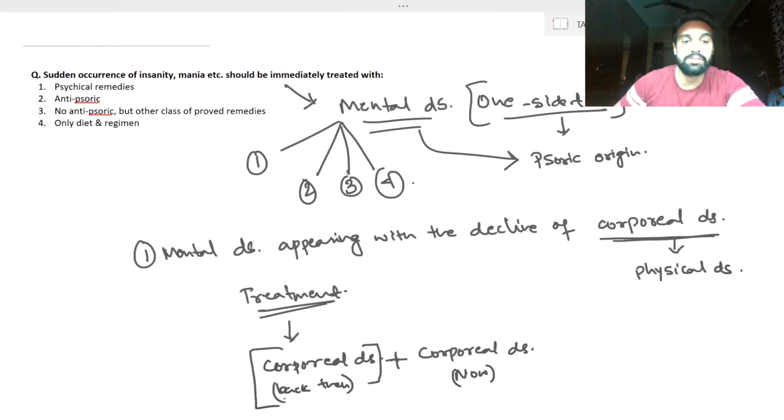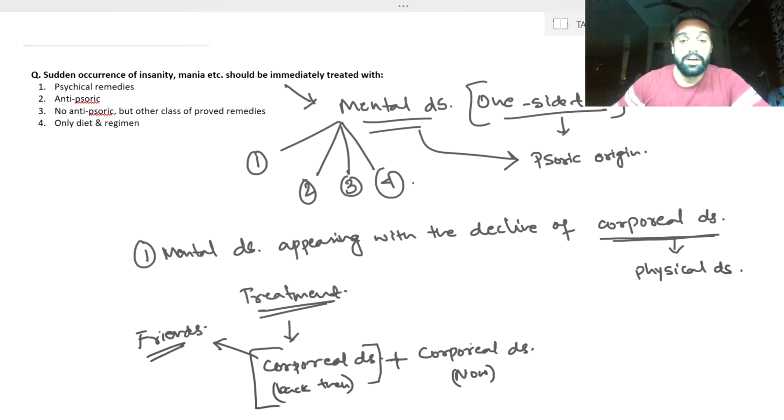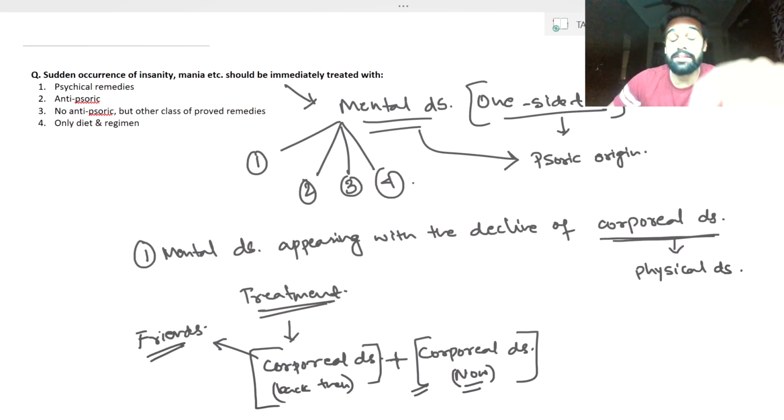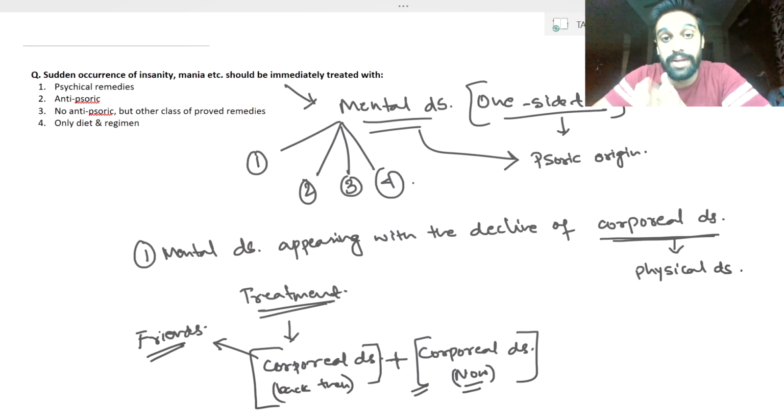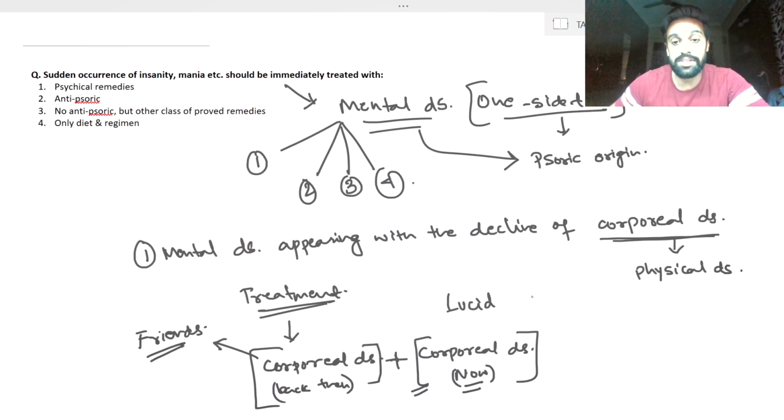And how will you find this? How will you know what was the state of the corporeal disease back then? This you will know from friends. The patient's friends, the patient party, will tell you what was the state of the physical disease before it transformed into mental disease. Plus the corporeal disease now, this the physician can himself observe. Mental disease is what is dominating now, but there are lucid intervals. You need to know this terminology, lucid interval, mentioned in aphorism 219.